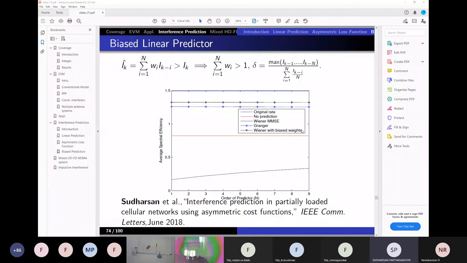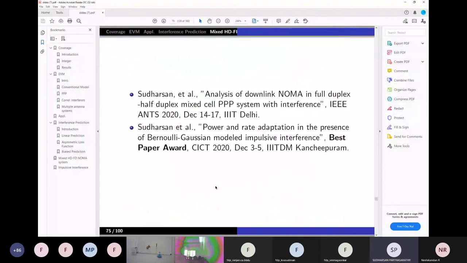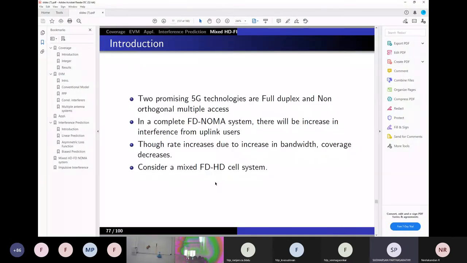I'm going to talk about the last two works now. The first one is a mixed cell, full duplex, half duplex NOMA system, slide number 77. Some of the most promising 5G technologies are full duplex and non-orthogonal multiple access. But if you have a complete full duplex NOMA system, one disadvantage is an increase in interference from uplink users, because you're having full duplex. Though the rate might increase by 2x, actually it might not even increase by 2x, but let's assume it does. Your coverage is surely going to decrease. So instead of a complete full duplex NOMA system, we can have a mixed full duplex, half duplex cell system. Here the rate will be lesser than in a full duplex NOMA system, but your coverage will be higher, because the interference is slightly reduced.